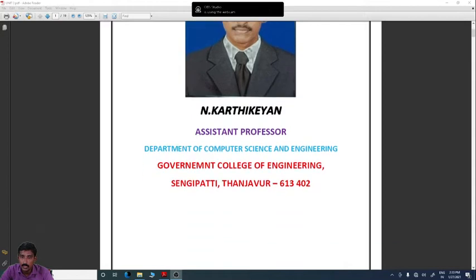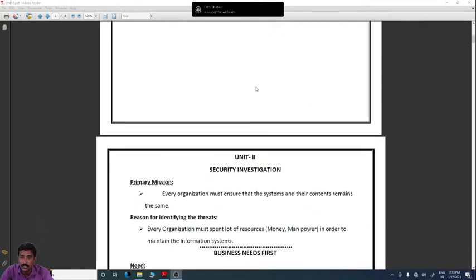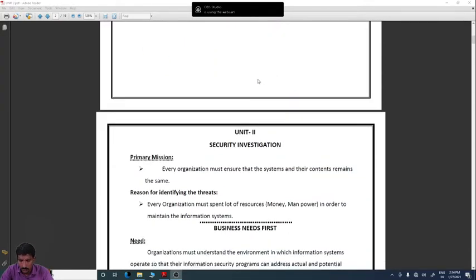So here I'm going to talk about the concept of security investigation. Mainly I want to focus on the different kinds of threats and attacks that are possible, and the different laws that apply when a particular user hacks information. First of all, I'm going to talk about security investigation in a particular organization.